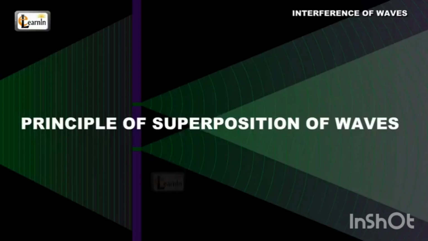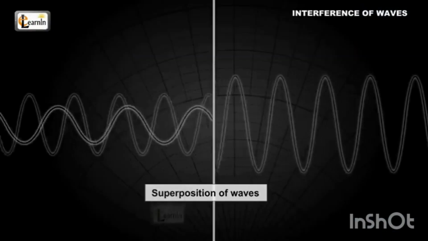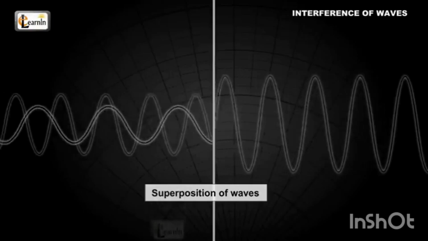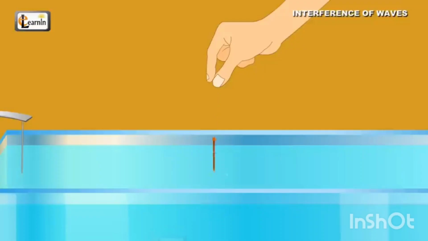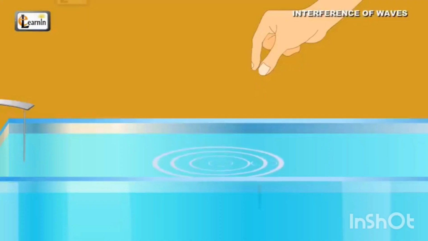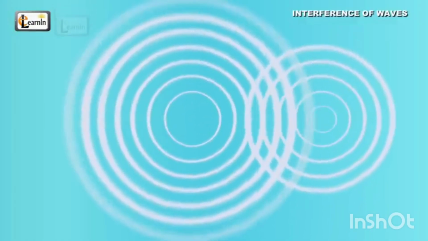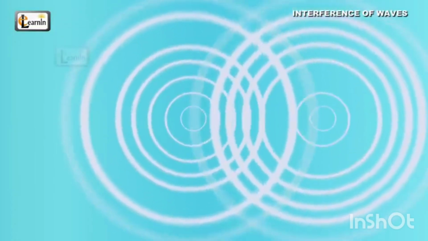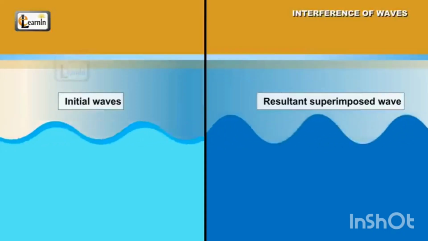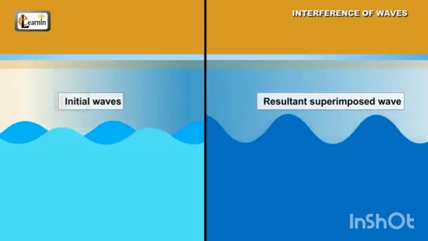Principle of superposition of waves. To understand this concept of superposition, let's look at some examples. When we drop a pin in a tank, we see some circular waves. When another pin is dropped, we see some more waves. These waves travel in the same tank, and at one time or another, they superimpose on each other. The resultant wave would have an amplitude which is the sum of the displacements due to the individual waves.